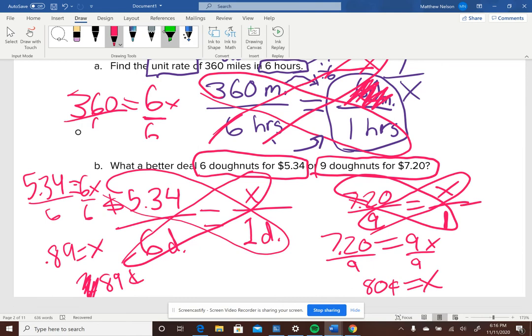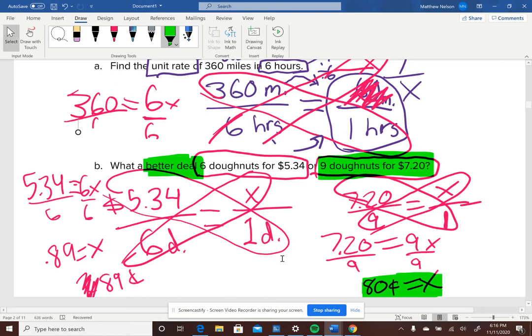And so what's the better buy here? I want the better deal. Well, is it going to be the one that costs more, or is it going to be the one that costs less? It's going to be the one that costs less, right? So 1 donut for 80 cents is definitely the way to go. So I would say 9 donuts for $7.20 is the cheaper option.